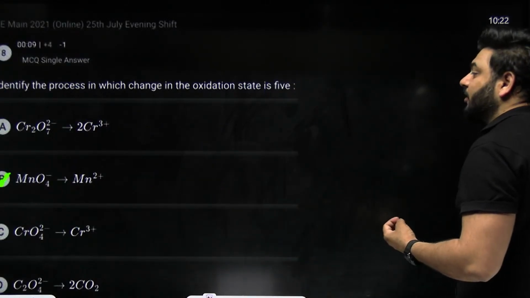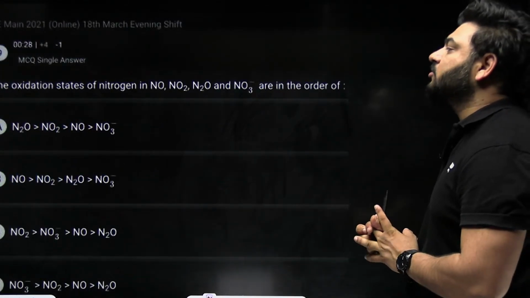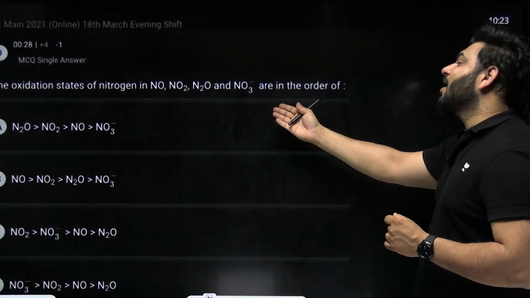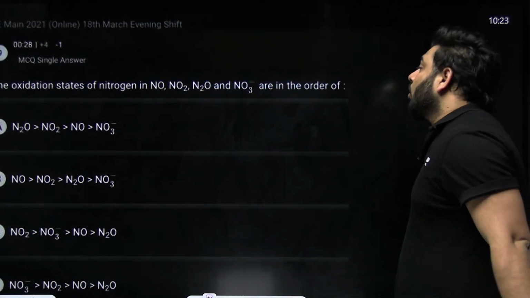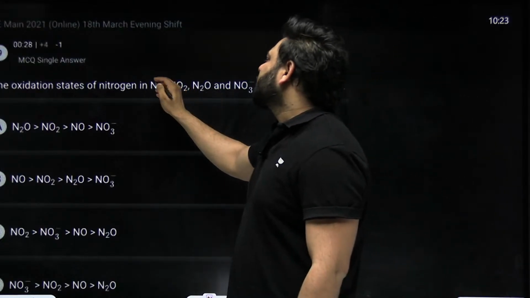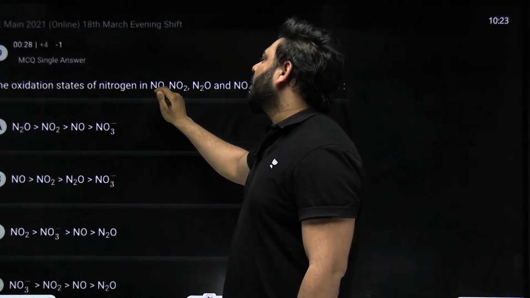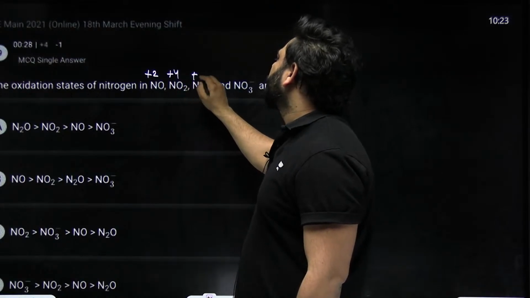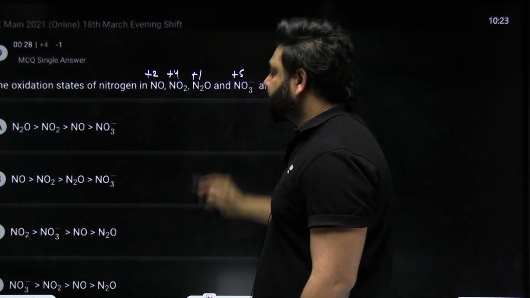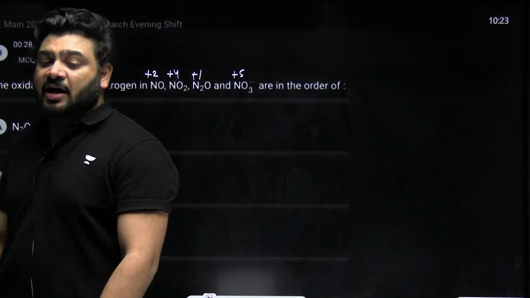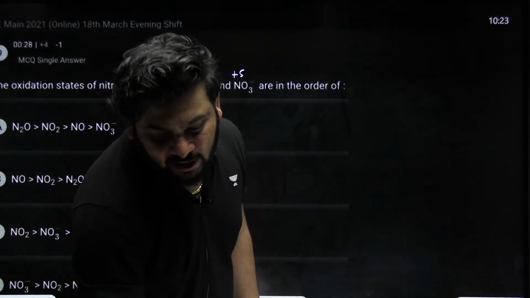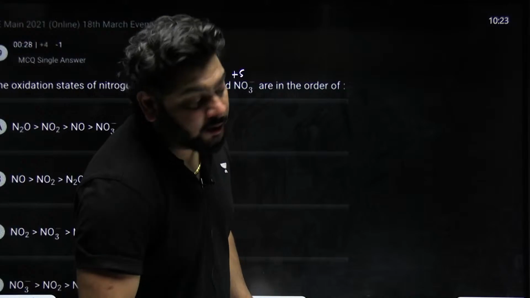Okay, let us come to the next question. We have another question: the oxidation states of nitrogen in nitric oxide, nitrogen dioxide, dinitrogen oxide and nitrate ion. What will it be? I know the oxidation state. Oxygen will be taken as oxide ion. Then nitrogen becomes positive 2, positive 4, positive 1 and here positive 5. See, these are very simple examples that we have covered already. So I didn't find any difficulty.